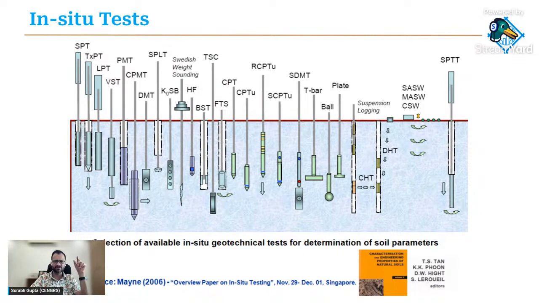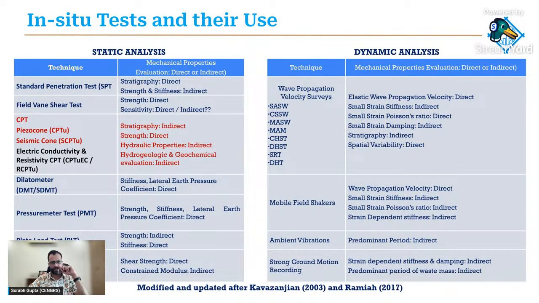Some engineers might find this surprising, but if you look at this graph, and I love this plot, this is by Professor Mayne, you'll see how many tools we have at our disposal, and we must learn to pick and choose the right tools for our site depending on the application, depending on the ground conditions. Quick summary of the various in-situ tests and their uses.